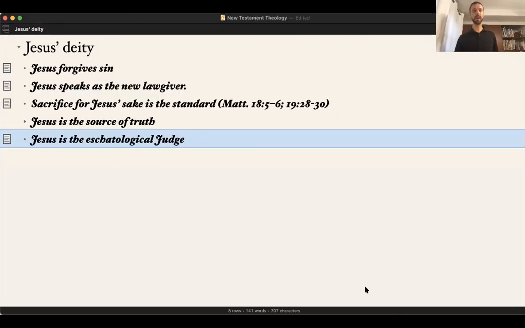And fitting then with what I've argued here, these five points, this declares Jesus' deity. He forgives sins, he speaks as the new lawgiver, he is the standard of righteousness, the source of truth, and the future judge. We often think of John as the book that's going to talk about Jesus' deity, and I don't have a problem necessarily with that. John does emphasize Jesus' deity in fabulous ways. But we should recognize that all of the Gospels do, and we should recognize that Matthew does in amazing ways. We have one or two more headings to come through.